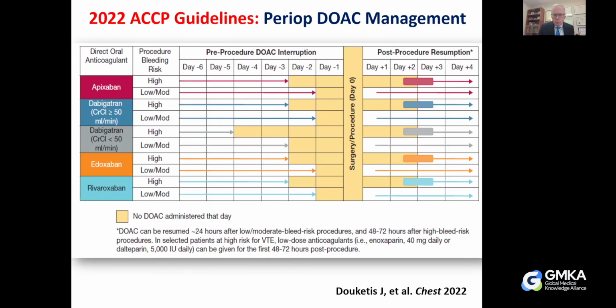the direct oral anticoagulant, whether apixaban, dabigatran, edoxaban, or rivaroxaban, and according to the risk for bleeding, whether high risk or low to moderate risk. You'll see that thromboembolism is not as important here because we're using very short periods of interruption.